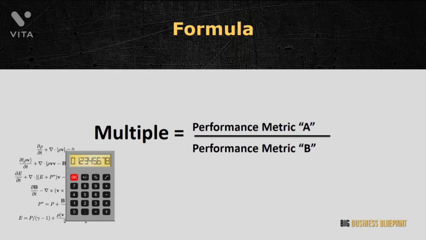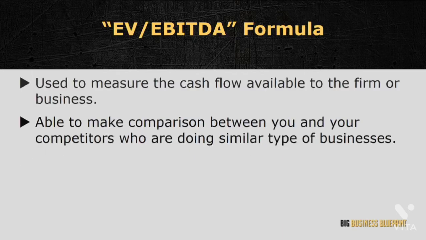The price of the company can be estimated by multiplying the annual earnings of the company by the multiplier of 12. Simple maths, but this formula can only be used as a rough estimation of how much your business is worth. However, a more precise way of doing it will be using the EV over EBITDA formula. It's used to measure the cash flow available to the firm or business.